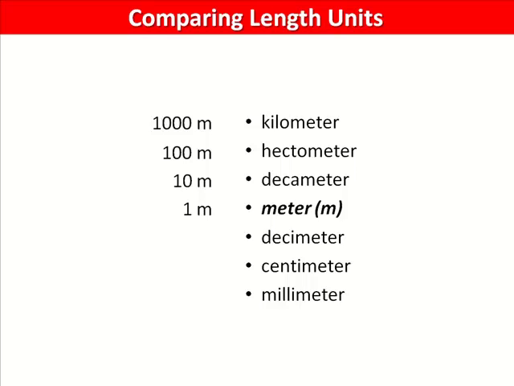If we go down the chart, 1 decimeter is only 1/10 of a meter, 1 centimeter is 1/100th of a meter, and 1 millimeter is 1/1,000th of a meter. Each of the prefixes on the word meter refers to these amounts. For example, kilo means 1,000.